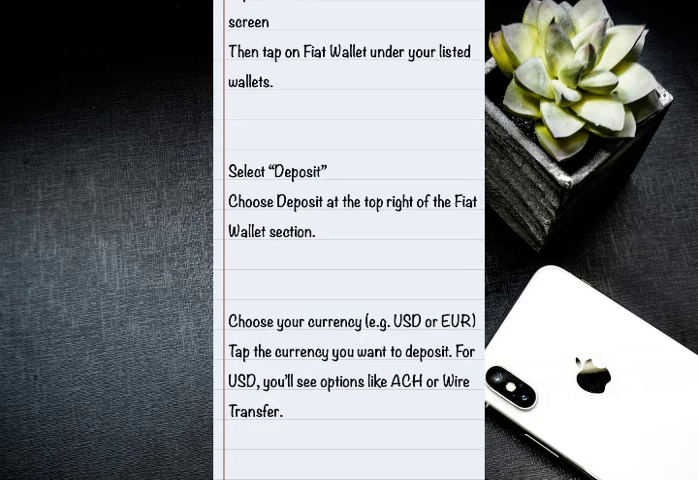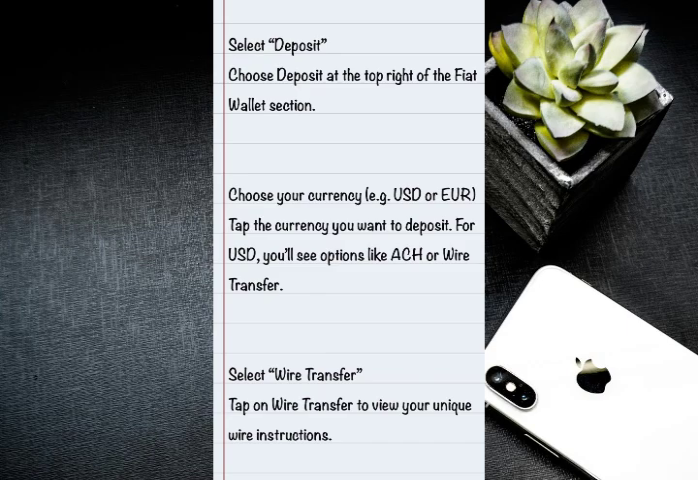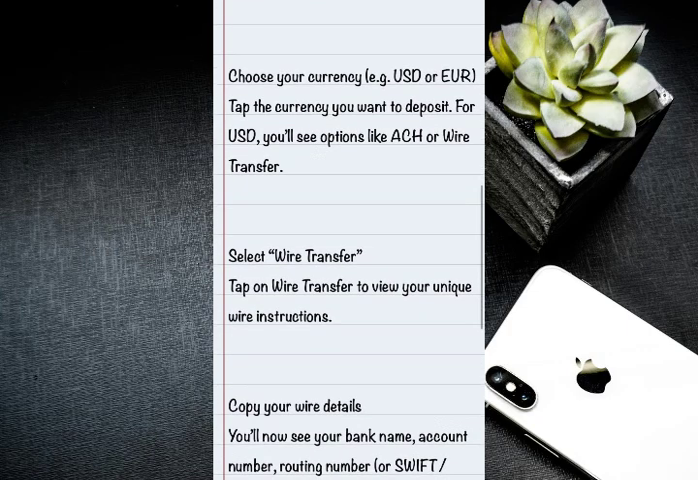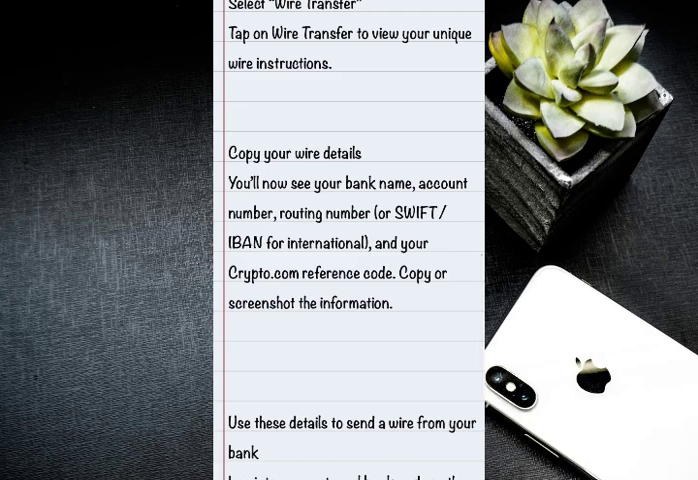Then select Deposit. So choose Deposit at the top right of the Fiat Wallet section. Then after that, you have to choose your currency. So to do this, tap the currency you want to deposit. For USD, you will see an option like ACH or wire transfer. Then select wire transfer. So tap on wire transfer to view your unique wire instructions. Then copy the wire details.